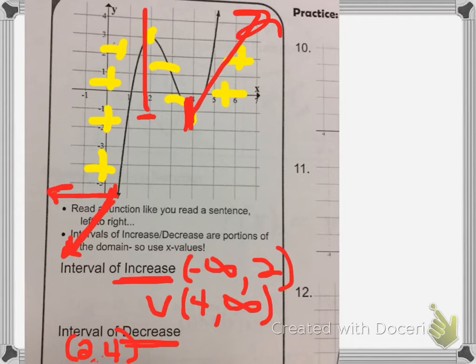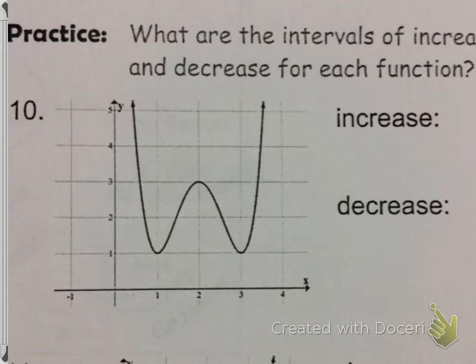On intervals of increase and decrease, we're almost always going to use parentheses. It's very rarely are we going to know exactly where we're at. Okay, so the very first thing to do to find increase and decrease is to mark the slope. So negative slope, negative slope, negative slope. Right here, it changes to positive. Then it changes back right here to negative, and then changes back to positive.